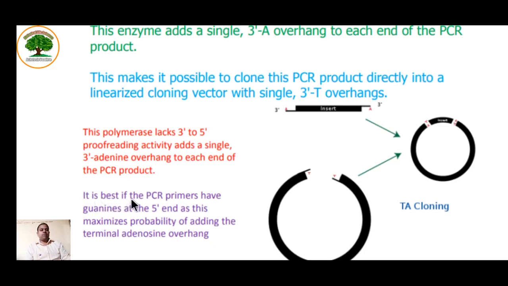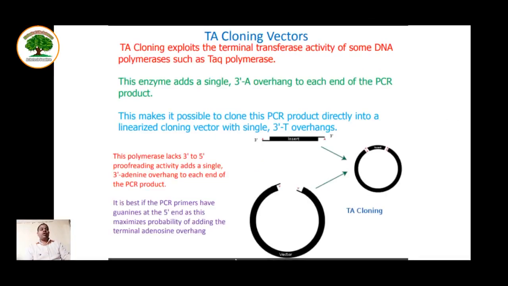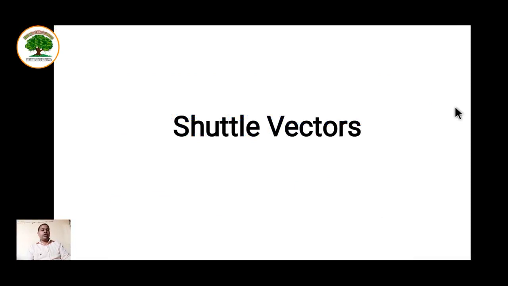It is best if PCR primers have guanines at the 5' end, as this maximizes the probability of adding the terminal adenosine overhang. So here, therefore, it is very helpful in directly adding the PCR product into the different cloning vectors. Now let's see what a shuttle vector is.